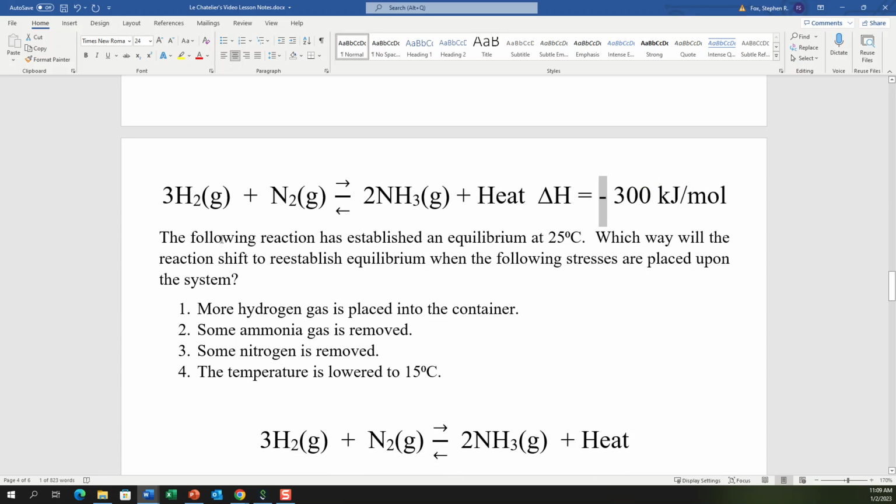The following reaction was established at equilibrium at 25 degrees Celsius. Which way will the reaction shift to reestablish equilibrium when the following stresses are placed upon it? So this one we're just answering: will it shift to the left or will it shift to the right?